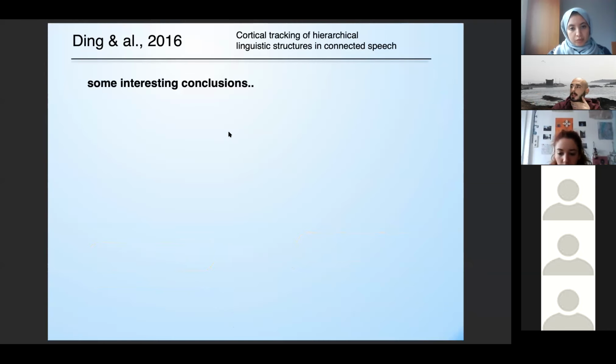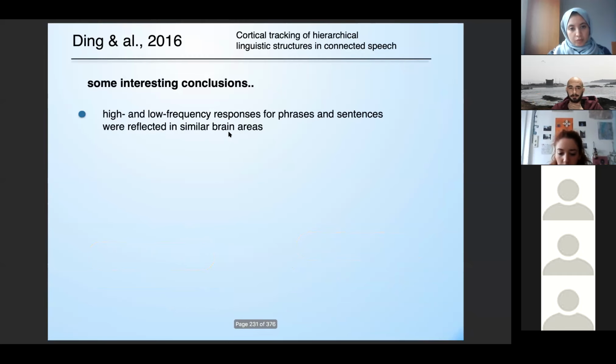So, some interesting conclusions. High and low frequency responses for phrases and sentences were reflected in similar brain areas. So you have all these electrodes responding at these two levels of analysis for both phrases and sentences, but they were not reflected in the same electrode. Some electrodes were specifically responding to phrases and some of them were responding to sentences.